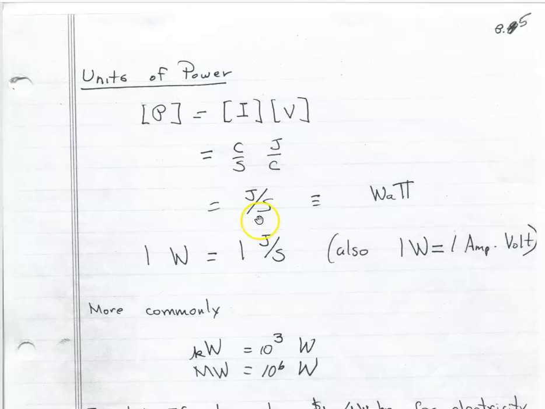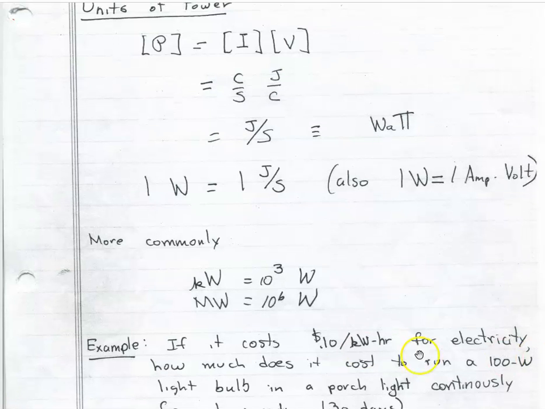Not a unit from this semester, but one you should have seen last semester for mechanical power. Notice also from here power in watts, current in amperes, voltage in volts, and so 1 watt is 1 amp times a volt. More commonly, you'll see things like kilowatts, kW, 10 to the 3 watts, or megawatts, or sometimes even gigawatts, 10 to the 9th watts.